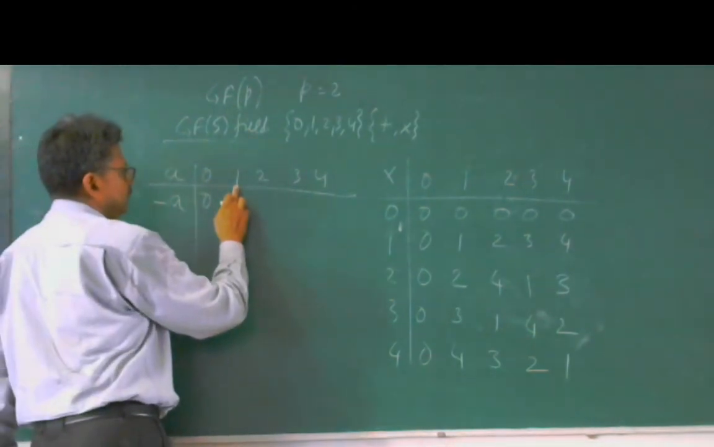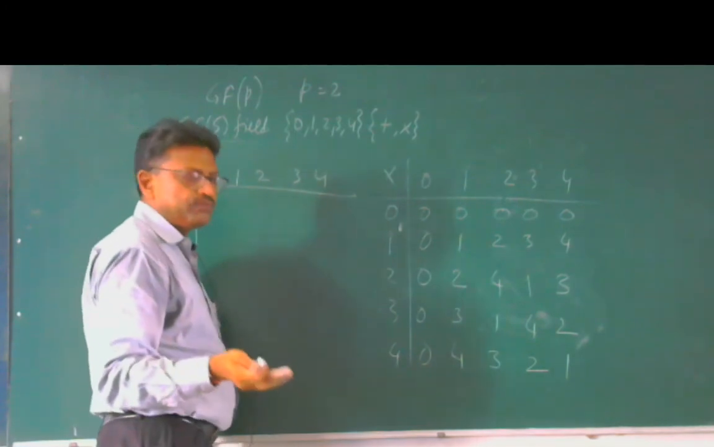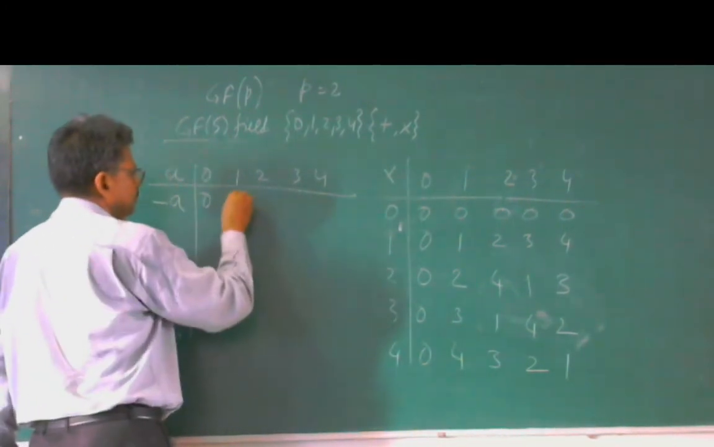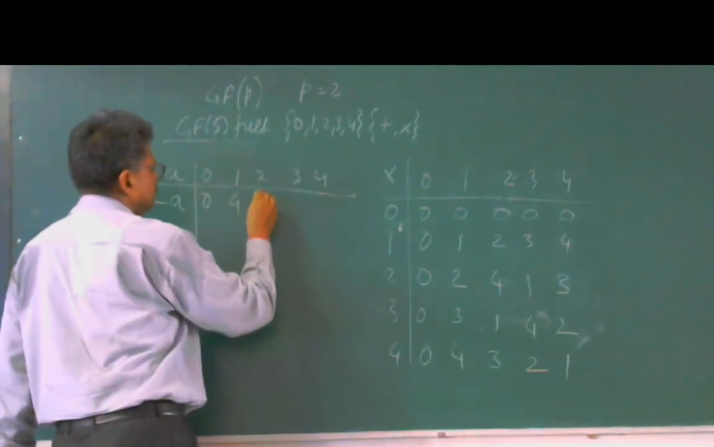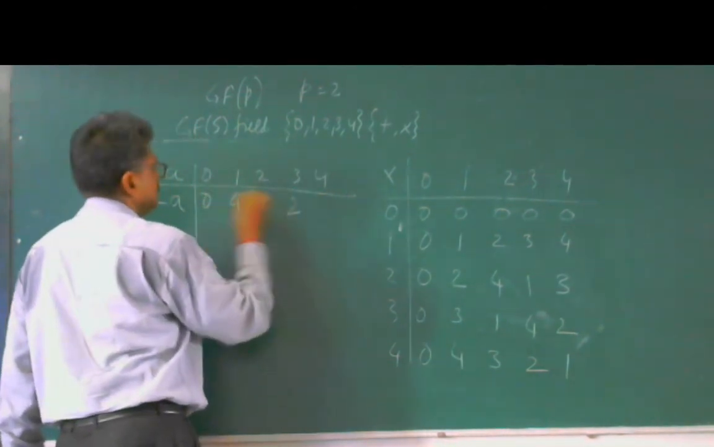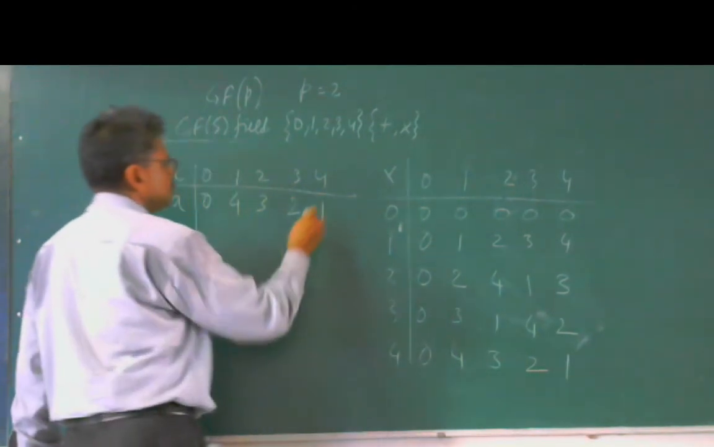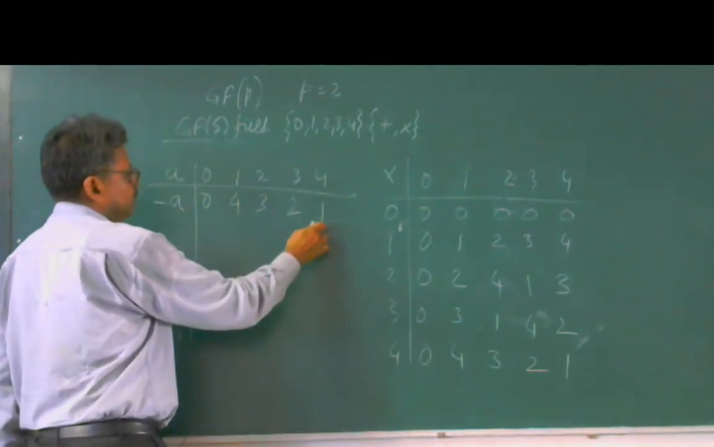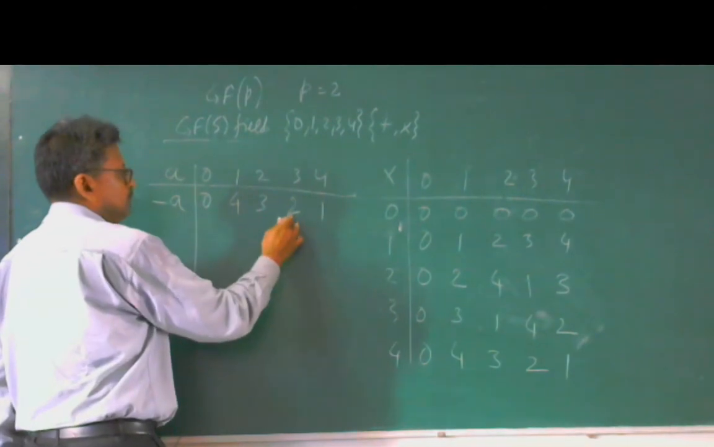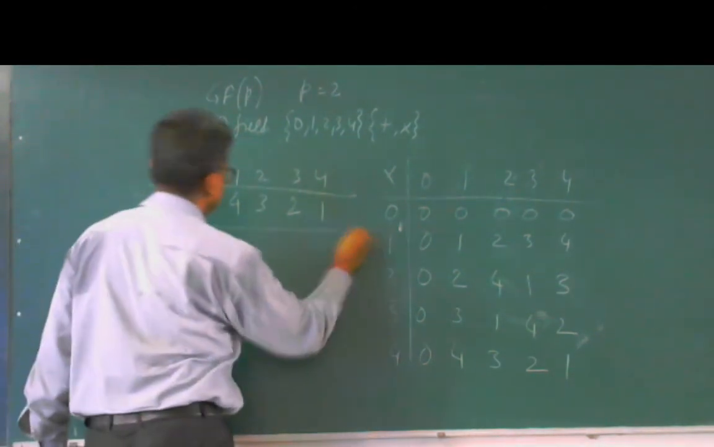Additive inverse of 1: which element is added to 1 and then taking mod 5 will make it 0? So it will be 4. Additive inverse of 2 will be 3, additive inverse of 3 will be 2, and additive inverse of 4 will be 1. Why is it so? Because 4 plus 1 is 5, 5 mod 5 is equal to 0. 3 plus 2 is 5, 5 mod 5 is equal to 0. In this way the additive inverse will be found.